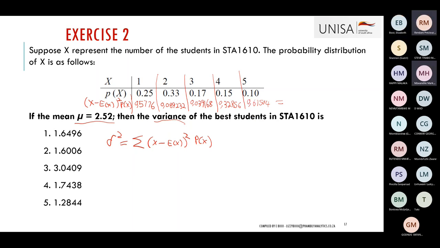Yes. Correct. If we add all of them, so you add 0.5776, and so on. I'm not going to write all the values here, saving time, because they are here. So you just add them all up. When you add all of them, what do you get? 1.6496, which is option number 1.